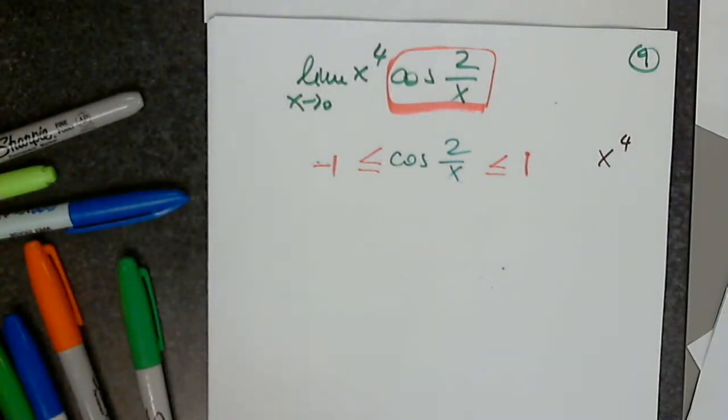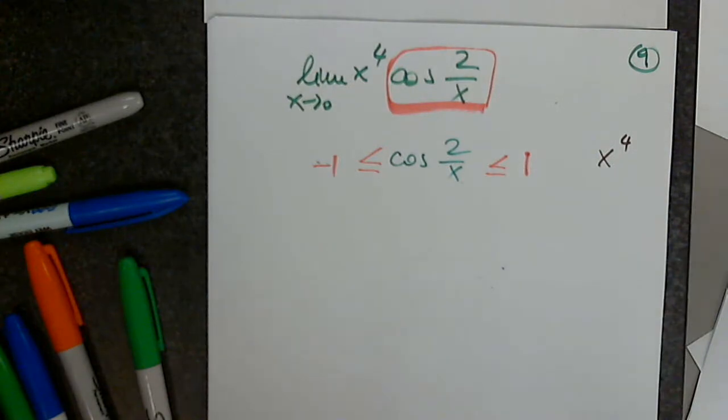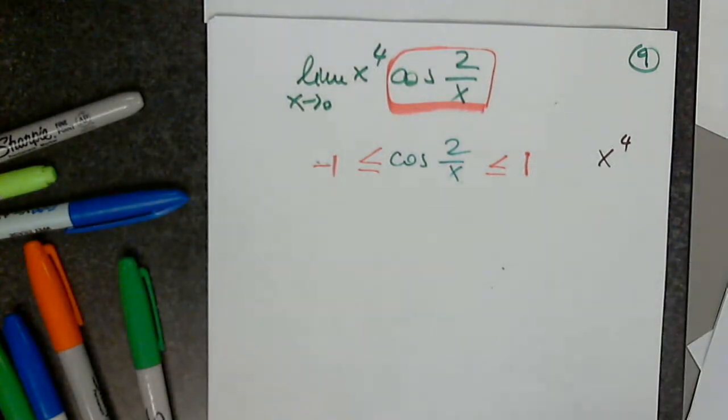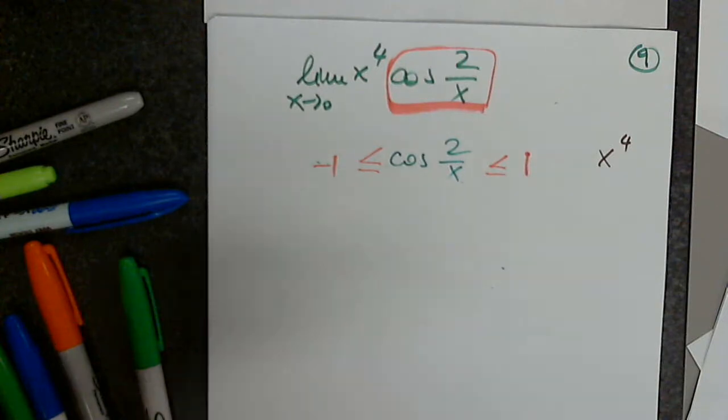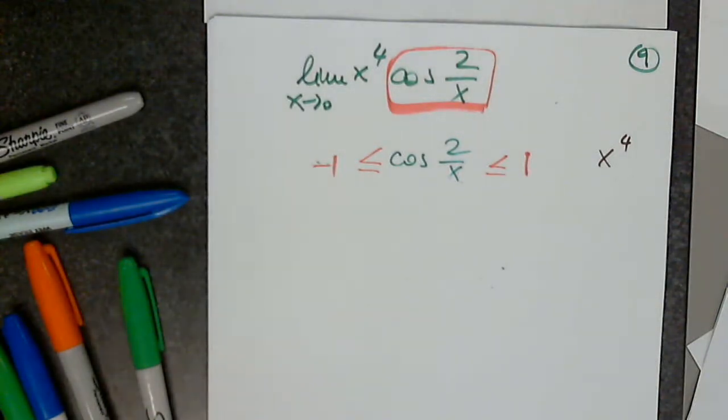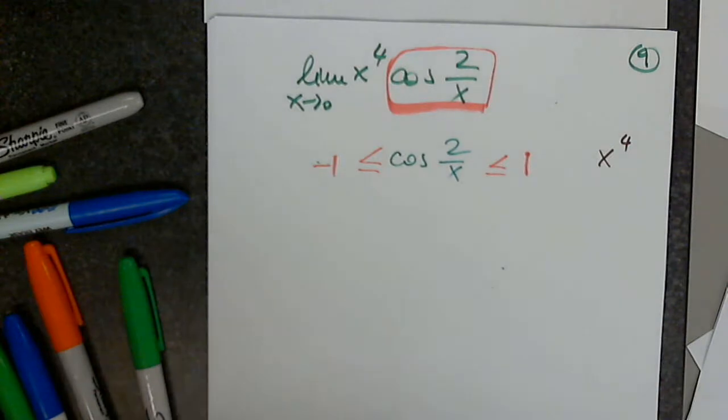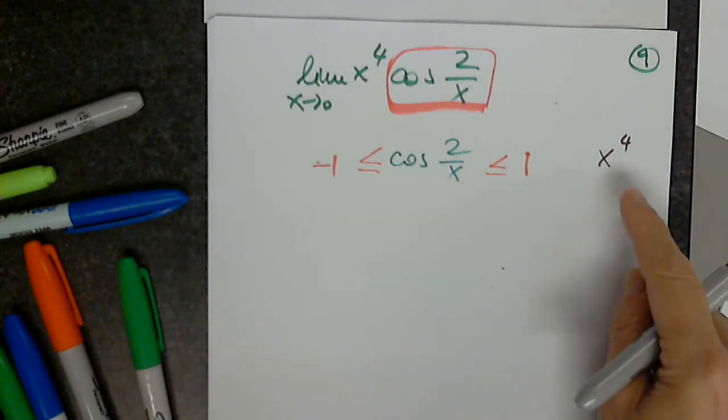Is x to the 4th a positive number always? Because if it's not positive, I'm in trouble. Because if I don't know whether it's positive or negative, then I don't know when to switch the inequality symbols. So I have to think, is x to the 4th always positive? Is x to the 4th 0? Because if x to the 4th is all positive, I can multiply all 3 sides by x to the 4th. But I'm in trouble, again, if x to the 4th can be 0. Can x to the 4th be 0? I cannot multiply all 3 sides of a compound inequality by 0. Can x to the 4th be 0?